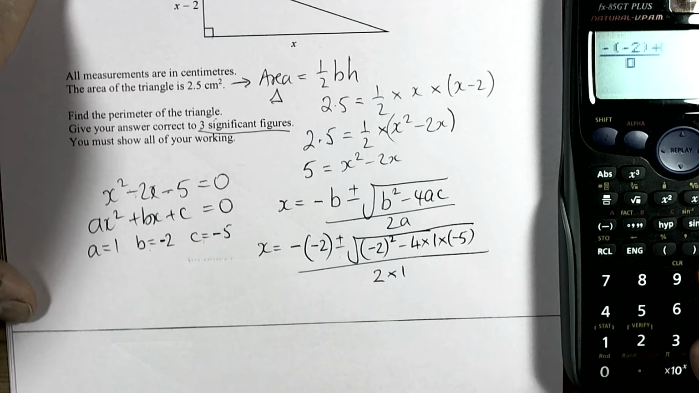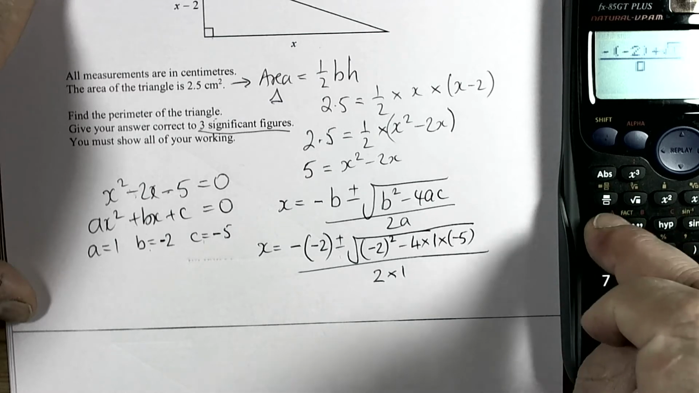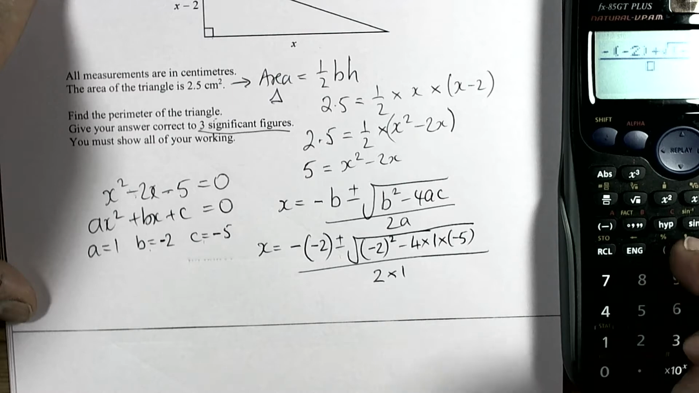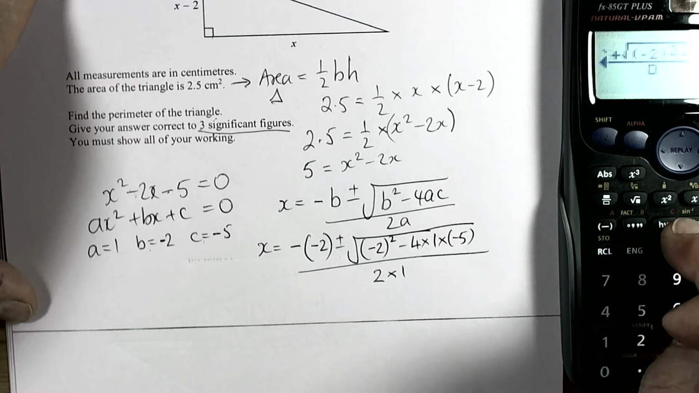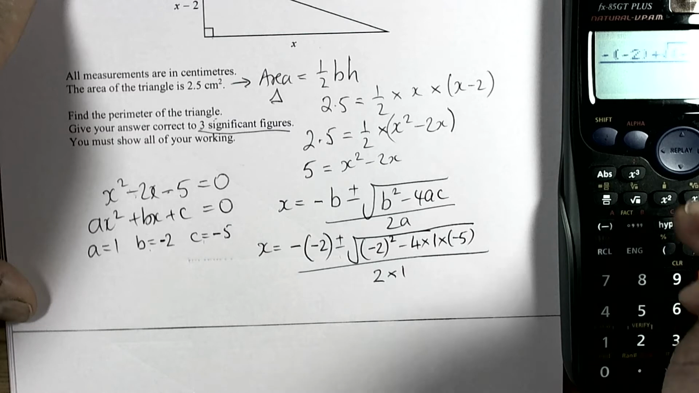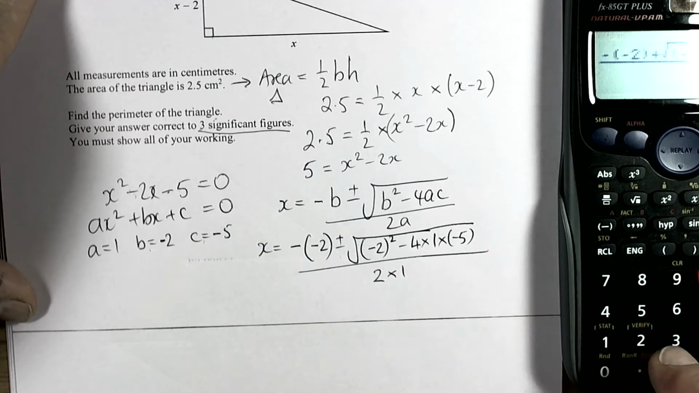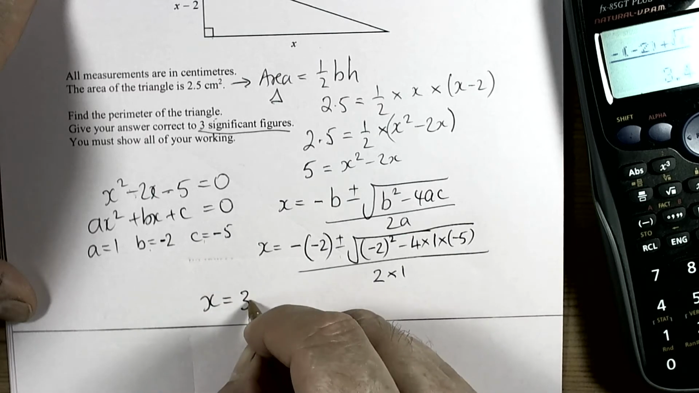So we're doing plus the square root of bracket negative 2, close bracket, squared, take away 4 times 1 times bracket negative 5, close bracket, and come down. I don't need to do 2 times 1, I can just put 2, because 2 times 1 is 2, and press equals. Okay, it wants the answer to 3 significant figures, so I need to change that into a decimal. So x will equal 3.4.